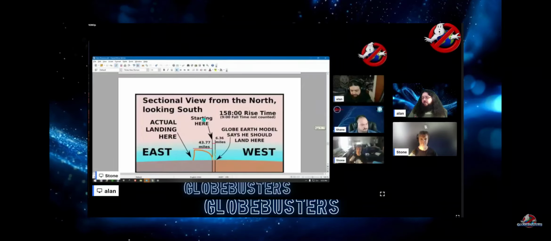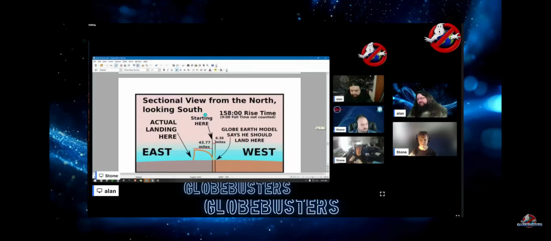And then with that, we have our mutually exclusive predictions because the globe is rotating out from underneath him. Based on that time of descent, the Earth should be 6.36 miles to the west of him. And he actually ended up landing 43 miles to the east. Am I reading that correct, Stone? Yeah, pretty much all of it. The spreadsheet actually didn't compute his fall time. It computed his rise time, because that was 158 minutes long.